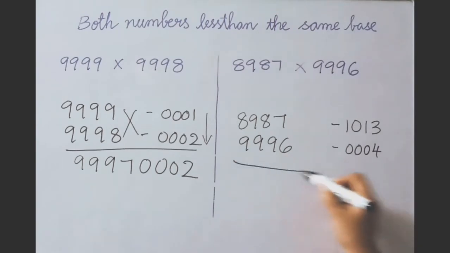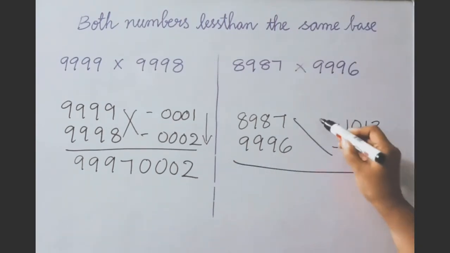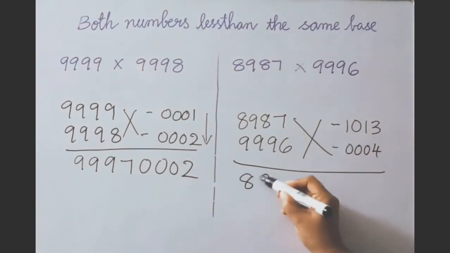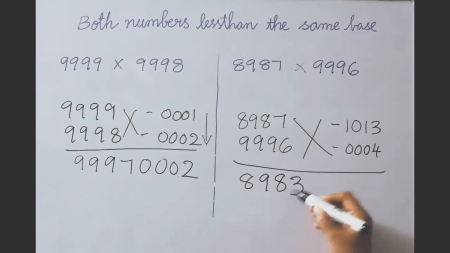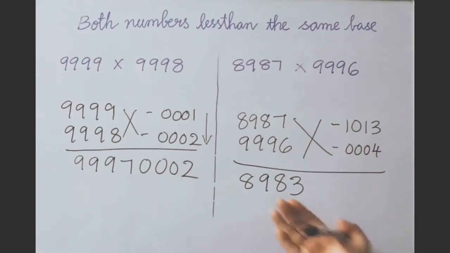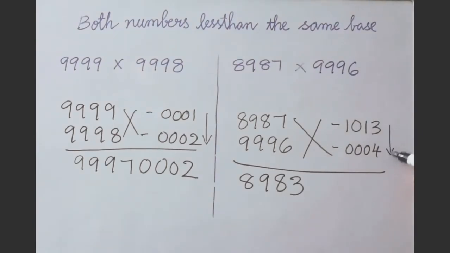Our first step is cross subtraction. 8,987 minus 4, that is 8,983. 9,996, you subtract 1,013 also, we get the same answer, 8,983. This is the first part of the answer. Second step, vertically multiply these two values, minus 1,013 and minus 4.